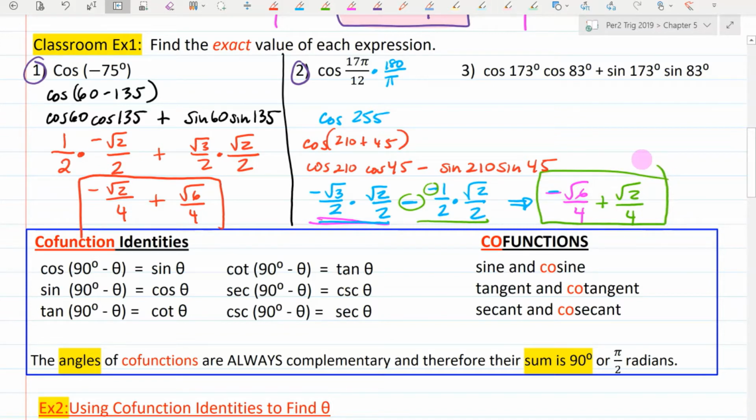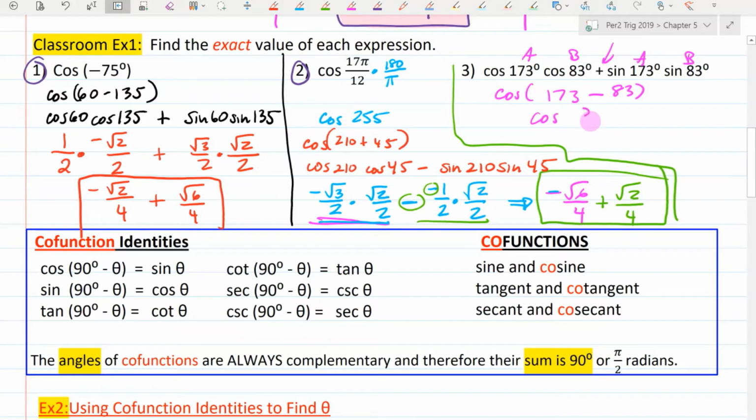All right. Last question. Let's see how you did on this. This is a minus. That's A. That's B. So that's going to give us cosine of 173 minus 83, which is cosine of 90, and cosine of 90 is 0. Not 0 degrees, just 0.